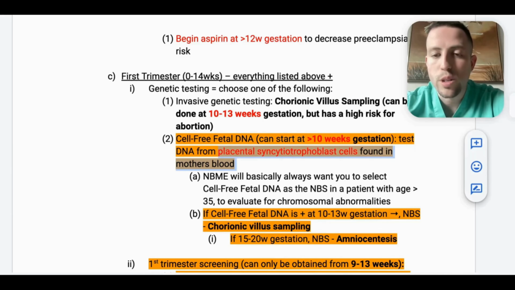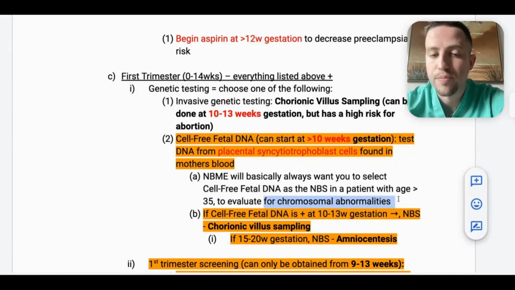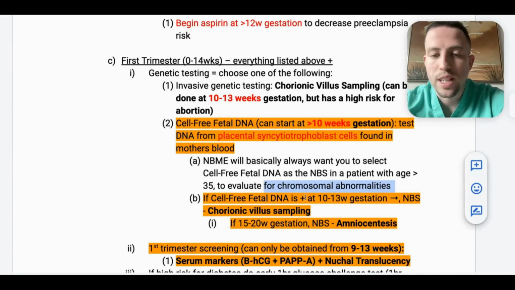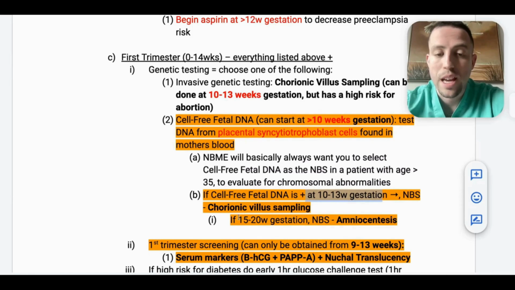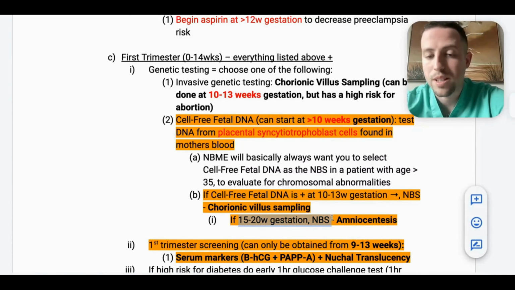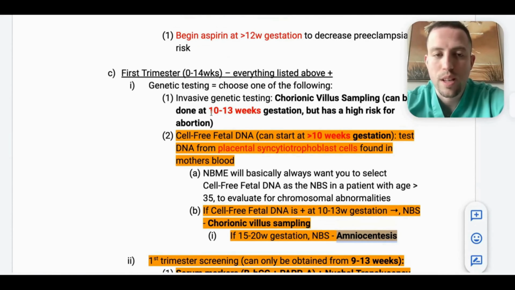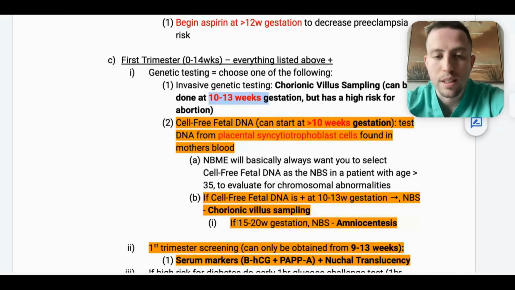NBME will basically always want you to select cell-free fetal DNA as the next best step in a patient with age over 35 in order to evaluate for chromosomal abnormalities. If cell-free fetal DNA is positive at 10 to 13 weeks gestation, your next best step is chorionic villus sampling. If this occurs at 15 to 20 weeks gestation, your next best step is amniocentesis. So the number of weeks gestation is really important. You only are going to consider chorionic villus sampling at 10 to 13 weeks, and amniocentesis is going to be for 15 to 20 weeks.